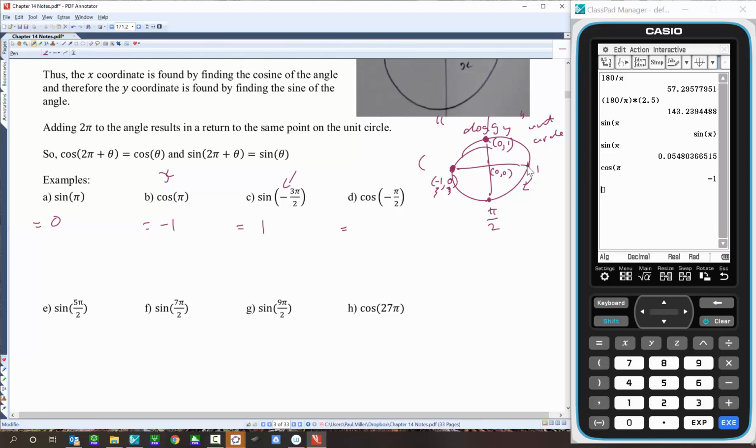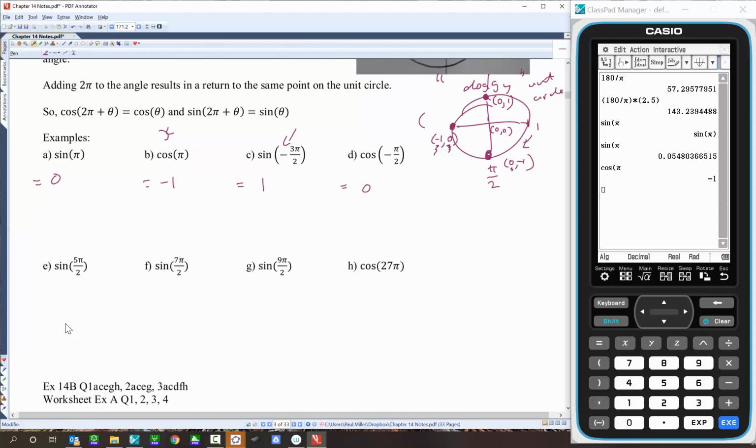Okay, now let's work out the cosine of -pi on 2. So again, we're starting here. This is pi on 2, or half of pi. So this is where I am. Now what I want to do is work out my coordinates there. My x value is 0, my y value is -1. What's cosine? Cosine wants the x value. So I want x there, and that is 0.